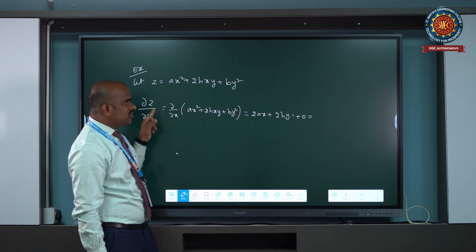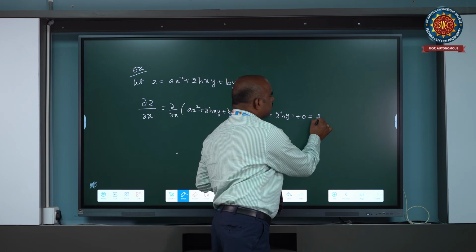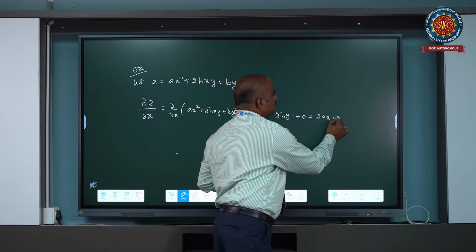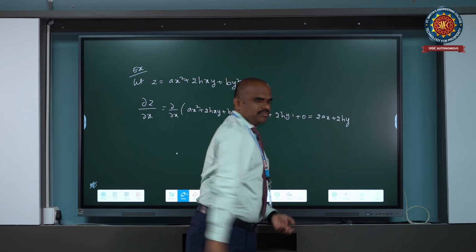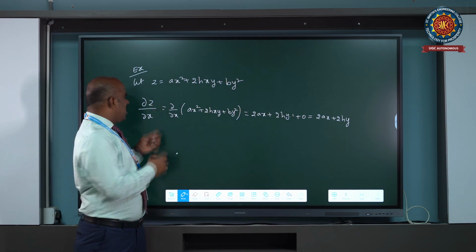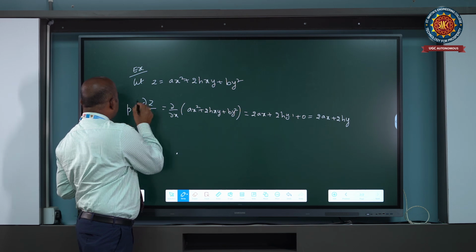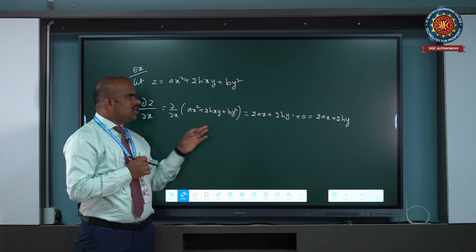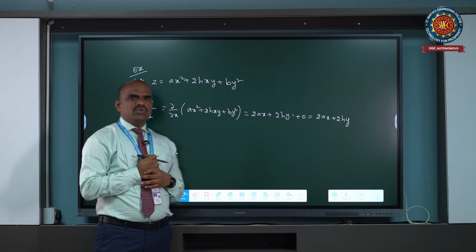So finally ∂z/∂x, meaning the partial derivative of this function with respect to x, is 2ax plus 2hy. Just now I told that ∂z/∂x we can also denote by the small letter p. So p is 2ax plus 2hy.